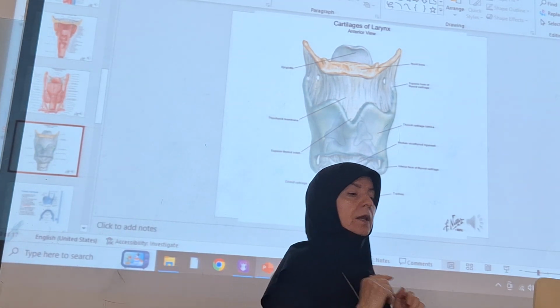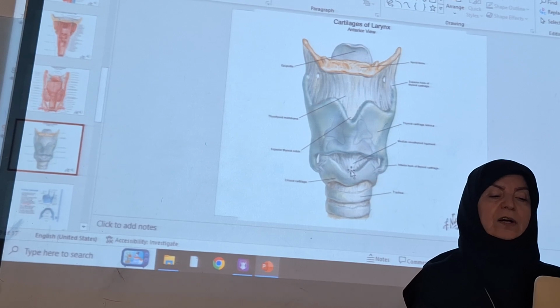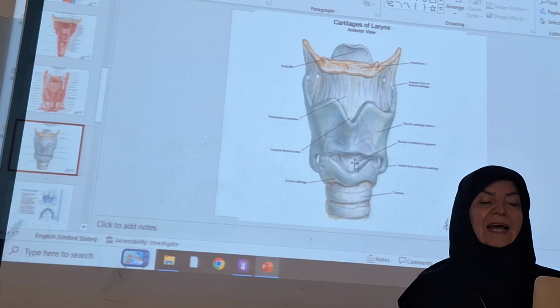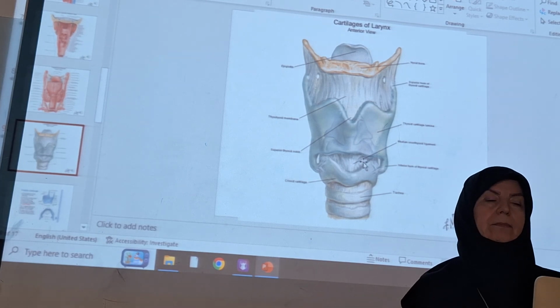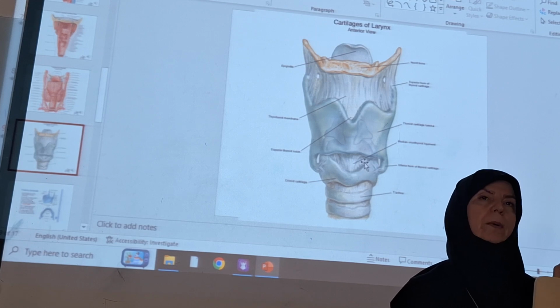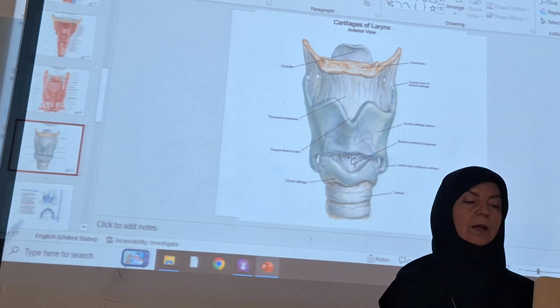Now, about the cricothyroid, later I'm going to use another term. Just now, I told you that this membrane or this ligament is cricothyroid membrane or cricothyroid ligament. Later, I'm going to use another name.